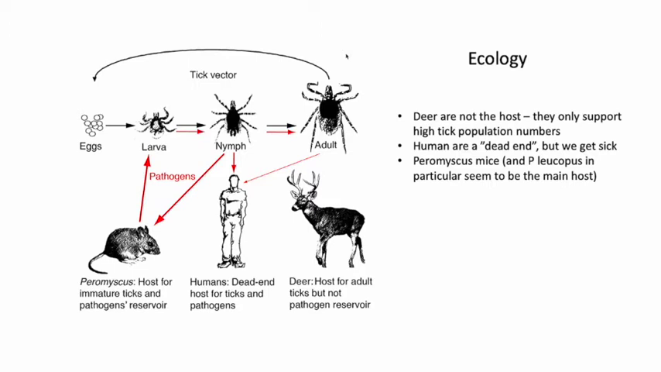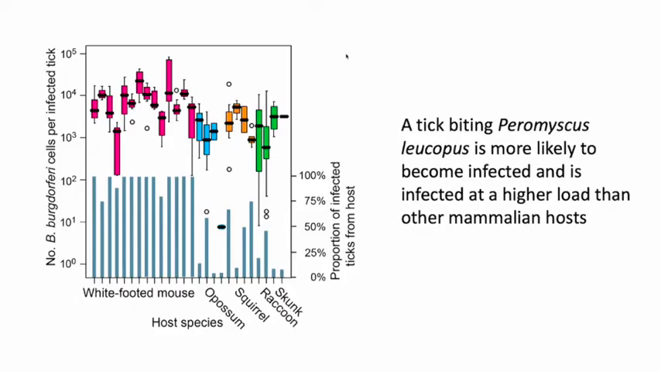But occasionally, the tick by accident bites the human, which is a dead end, but that's the public health problem that we're worried about. So that's why it's a thing. But again, Peromyscus seems to be the main host. How do we know it's the main host? Well, it's neat about applied problems, there's often lots of data.